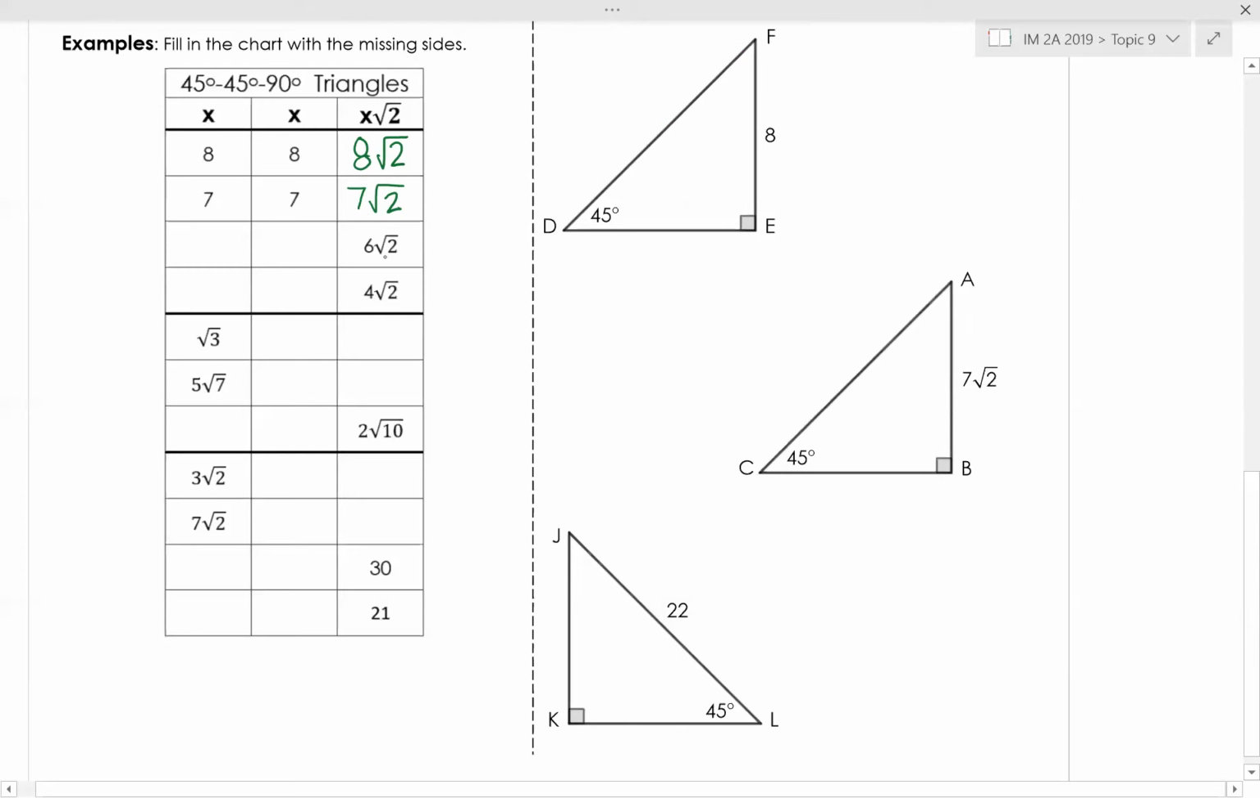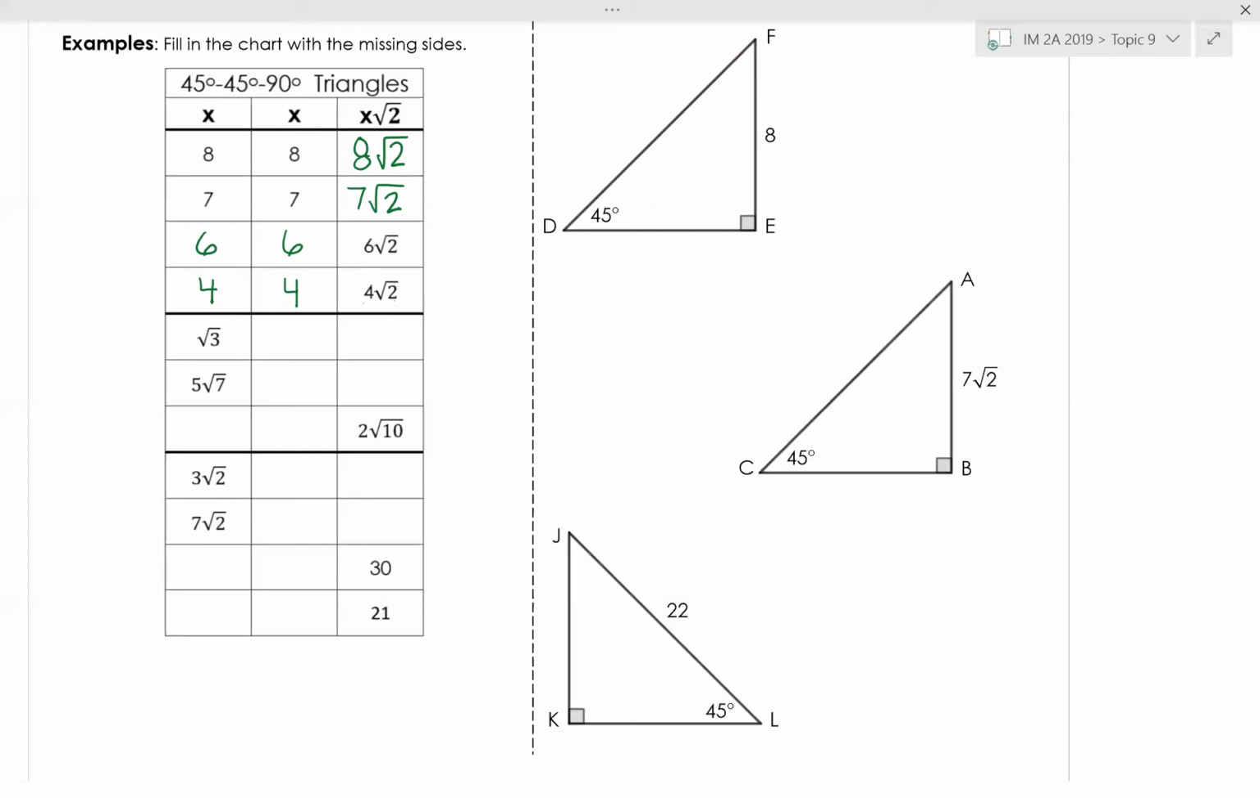In terms of the next one, I know now what x radical 2 is. So if x radical 2 is 6 radical 2, that means that x is 6. So that means that these other two sides on the next triangle are 6. And then same thing for this last one. I know that it's 4 times the square root of 2. So x must be 4 then. So the other two sides of the right triangle are 4.